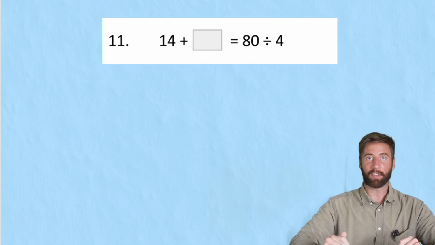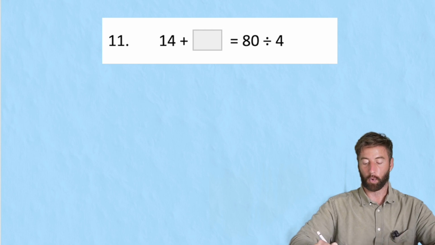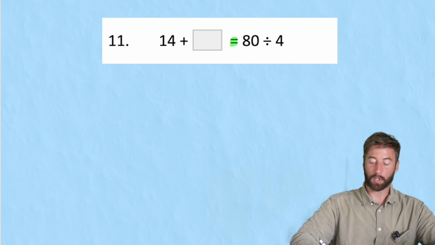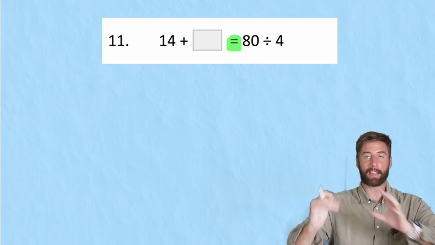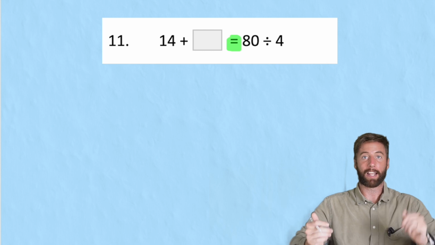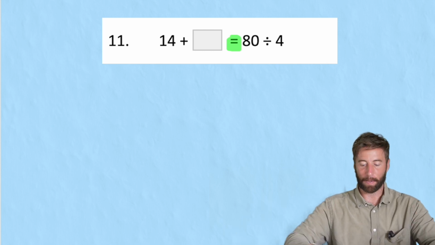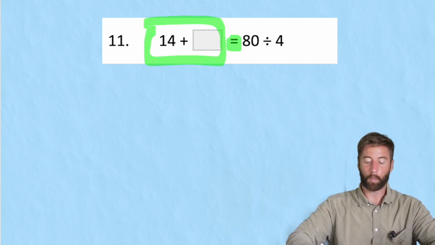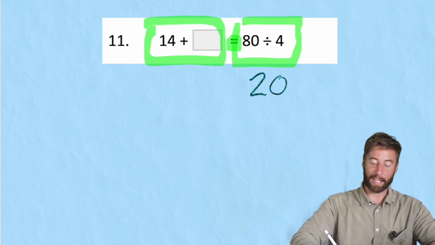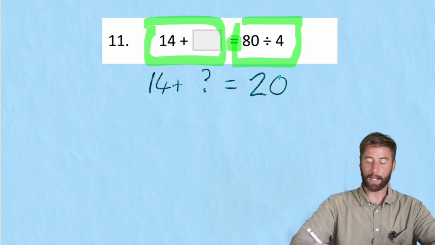Okay, question 11. 14 plus something is the same as or equal 80 divided by 4. So it's important to understand what this equal sign means. It doesn't necessarily mean this equals this. It's basically saying everything on either side of this equal sign is balanced, is the same. So to work out this side here, we're going to need to work out the right-hand side. So 80 divided by 4 is 20. So what this question is saying is 14 plus something equals 20.